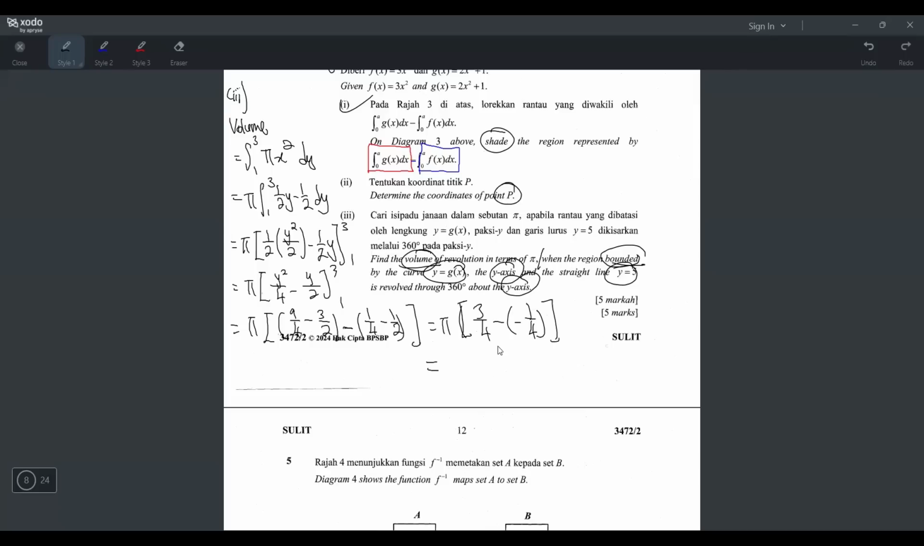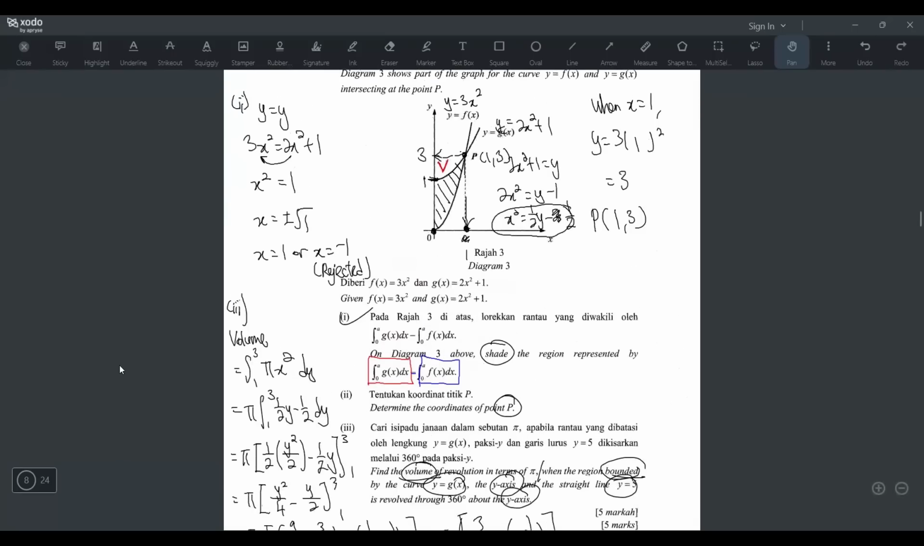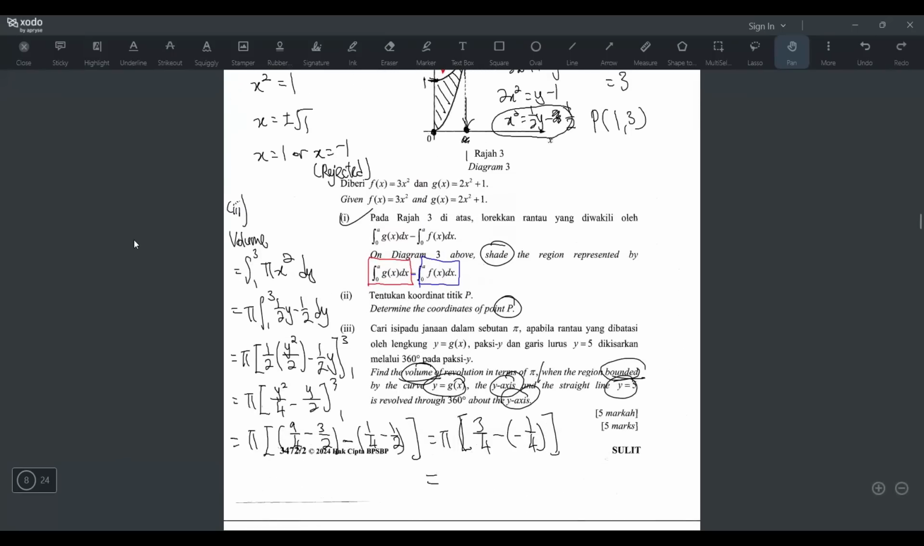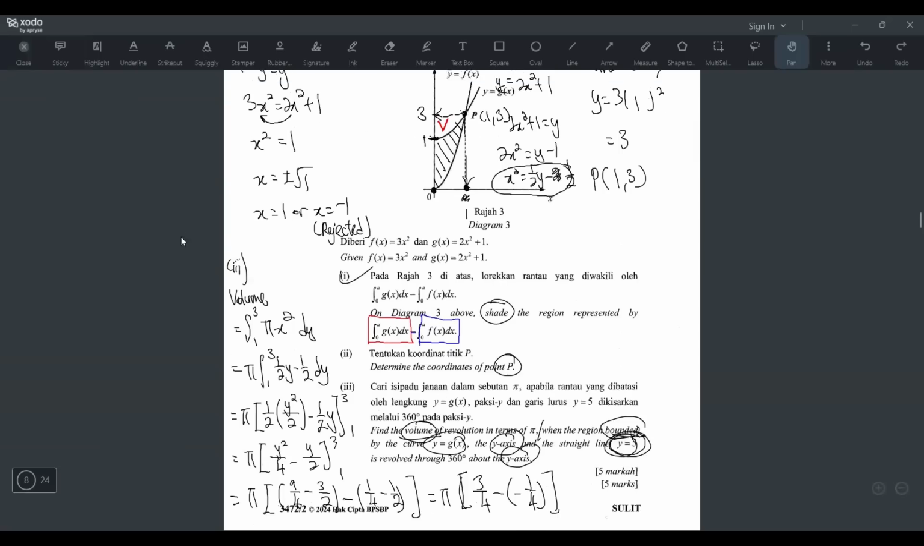But wait, did I do something wrong here? 3 square, okay, did I do something wrong here? Y equals, oh my god. This is y equals 5, right? Ayo, I see that already, guys.